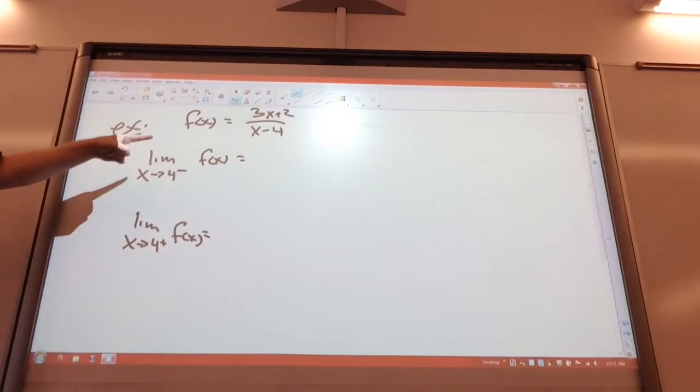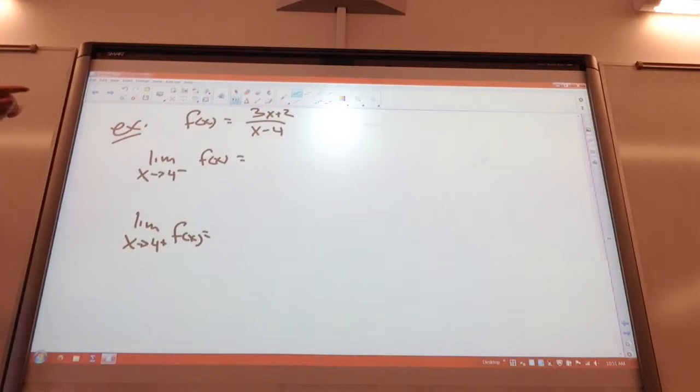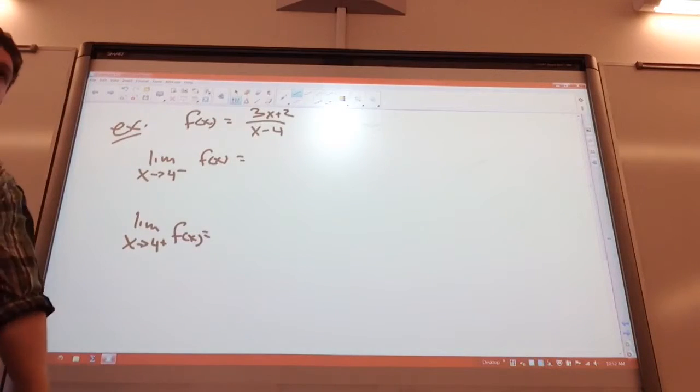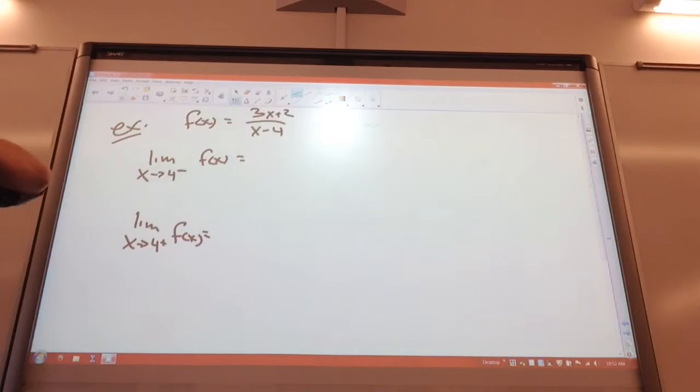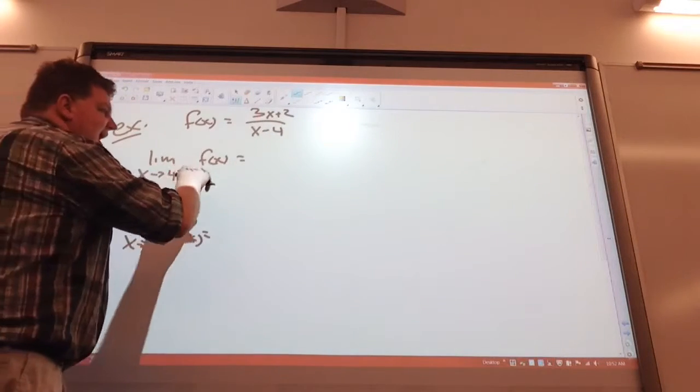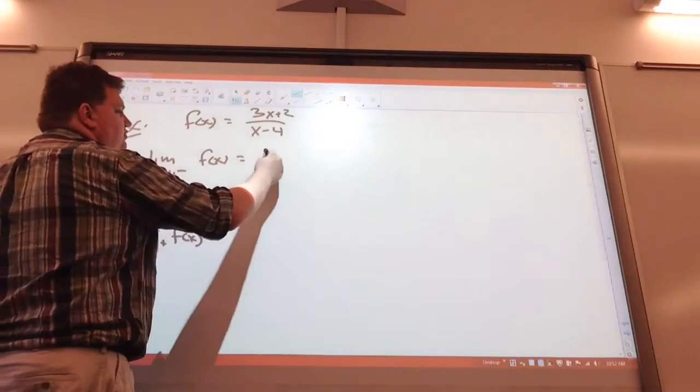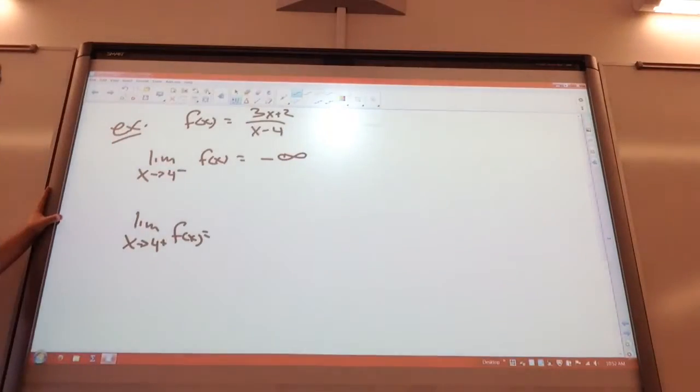If I were to stick 4 into this function, what do I get? Nothing. It's undefined, right? What's happening, though, before I reach 4? I'm going where? Left, 3. Okay? Plug in 3. So if I plug in 3, what's happening? I'm going down, right? If I plug in 3.5, I'm going down even further. If I plug in like 3.9999, I'm going way down. So what's it end up being? Negative infinity. So from the left, I would describe this limit as going to negative infinity. And that's a proper answer in this case, okay?